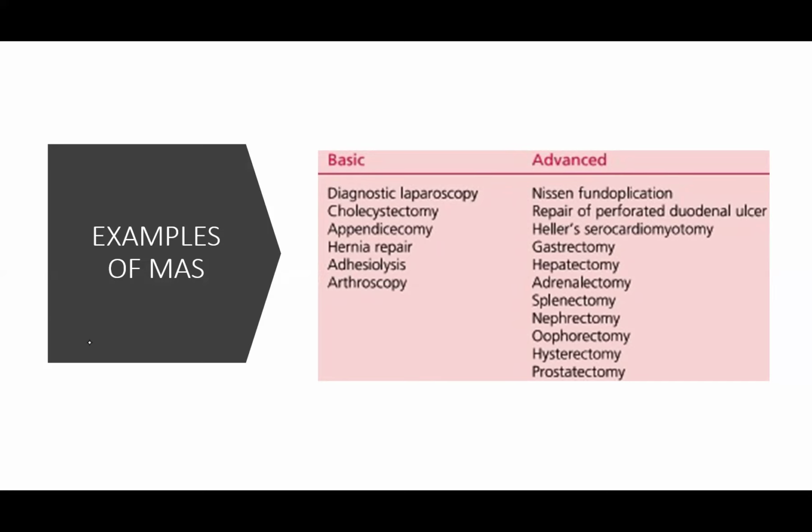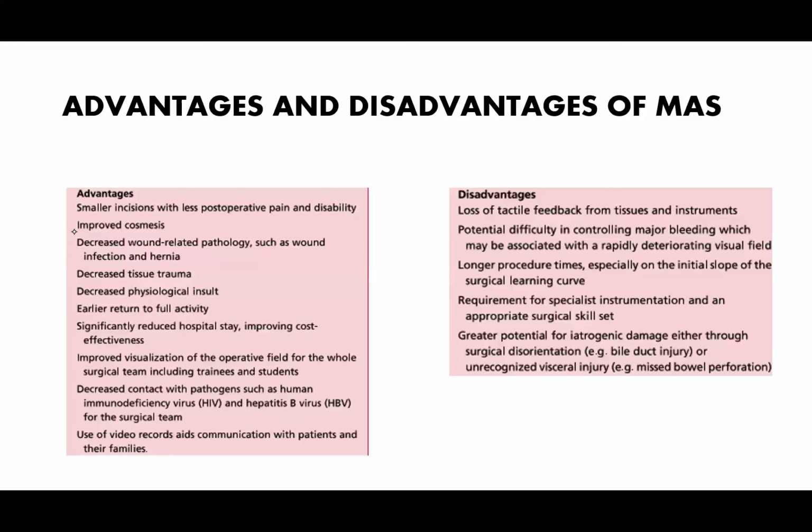You can see all the advanced procedures like Nissen fundoplication, repair of perforated duodenal ulcers, Heller cardiomyotomy, gastrectomies, hepatectomies, adrenalectomies, splenectomies, nephrectomy, ureterectomy, hysterectomy, prostatectomy. So these are advanced procedures.